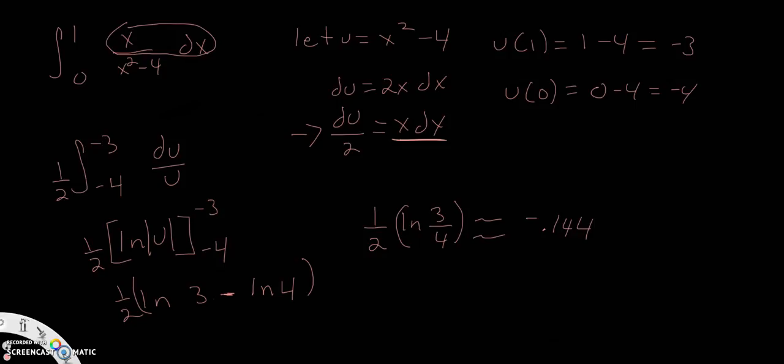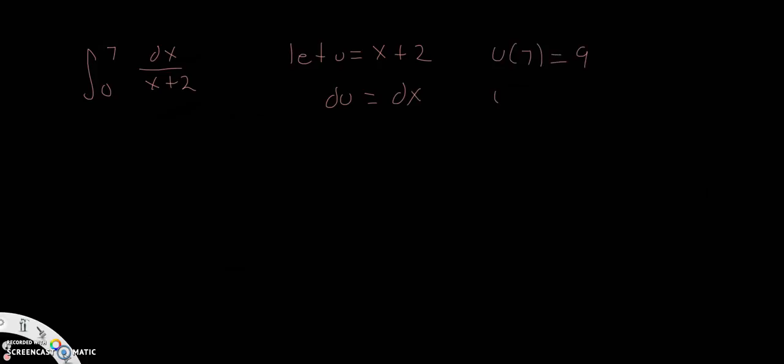Okay, one more question. So now, in this last problem, we have 0 to 7 of dx over x plus 2. So I'm going to let u equal x plus 2. That'll just make everything easier. So now I'm going to get du equals just dx. Okay, so now if I do u of 7, that's going to equal 9. U of 0 is going to equal 2. So now I could write 9, I could write 2, and now I could do du over u.